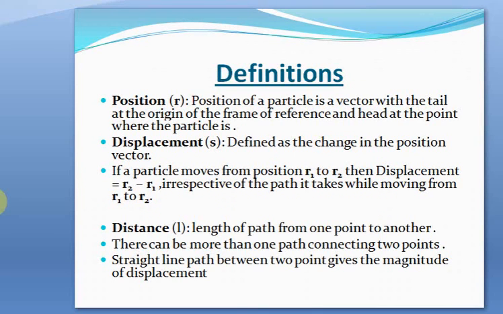Now let's look at some definitions first. First we'll define position. Position is a vector quantity which is represented by vector r, and position of a particle is a vector with the tail at the origin of the frame of reference and head at the point where the particle is. So let's see this with the help of an animation.